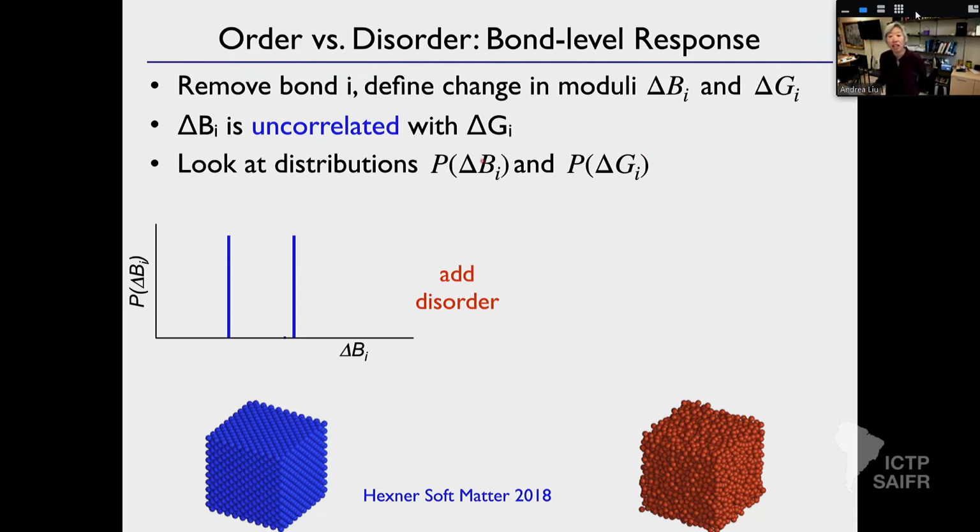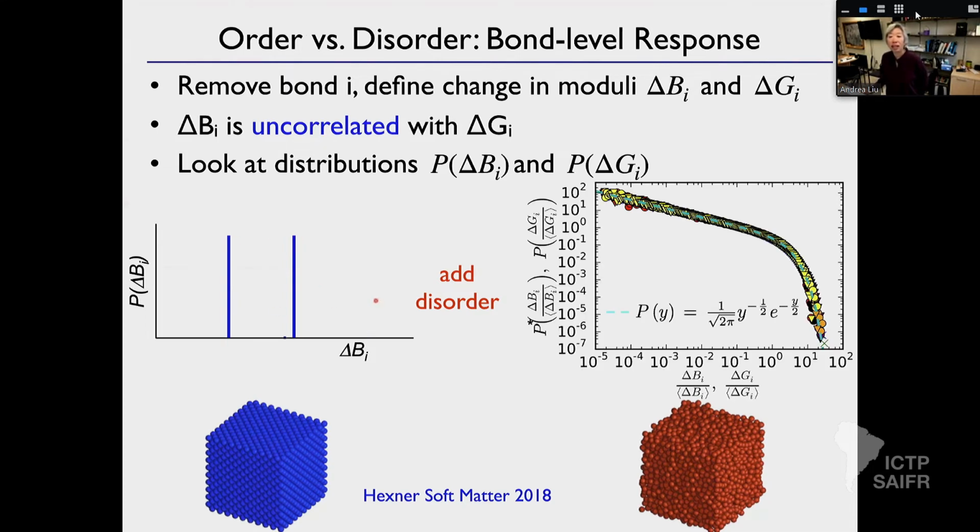So now let me look at the distributions. Let me do this for every single spring in the network and look at the distributions of these. What do they look like? Well, for the crystal, we know what they look like, right? We should get delta functions, and it depends on the crystal structure where these delta functions are. And if you add disorder, what you would expect is that these delta functions would just fuzz out. They would get broader. That's not what happens.